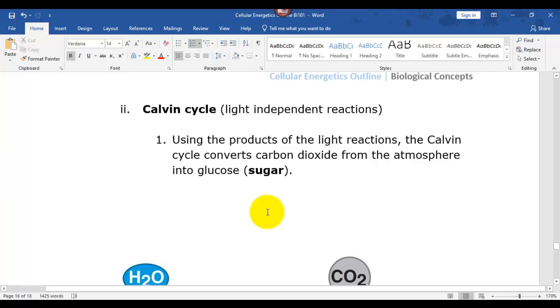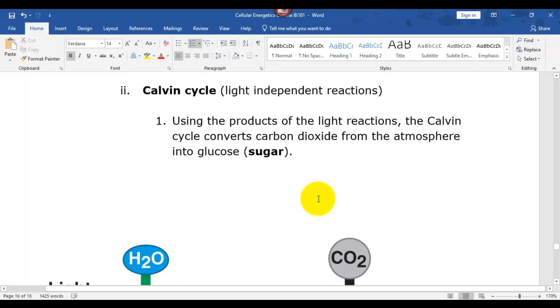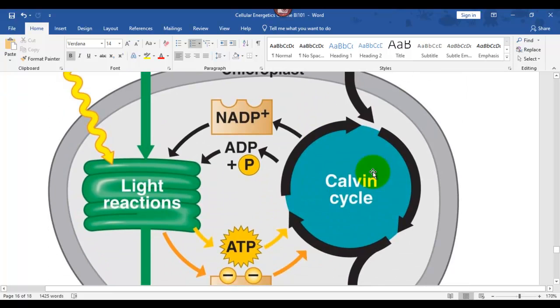The Calvin cycle, light-independent reactions. Using the products of the light reactions, ATP and NADPH, the Calvin cycle converts carbon dioxide from the atmosphere into glucose, a sugar. And it's a cycle, just like it shows here. Here you get some sugar produced. Plants use that sugar as food to go through cell respiration.